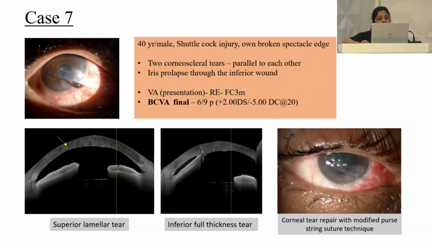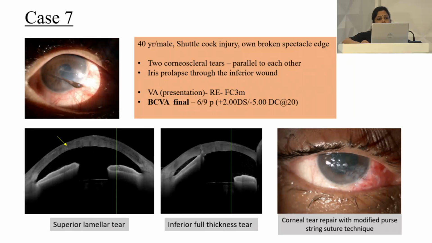This was a very interesting case of a 40-year-old male who was playing badminton and had an injury with a shuttlecock. He presented to us with two parallel tears in the inferior quadrant of the cornea, where the inferior was full thickness and the superior was lamellar, as confirmed on anterior OCT as well.